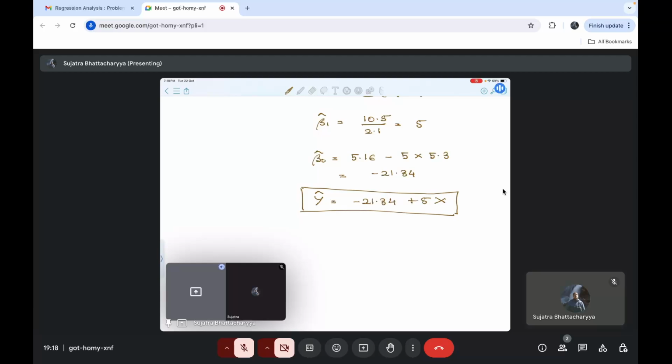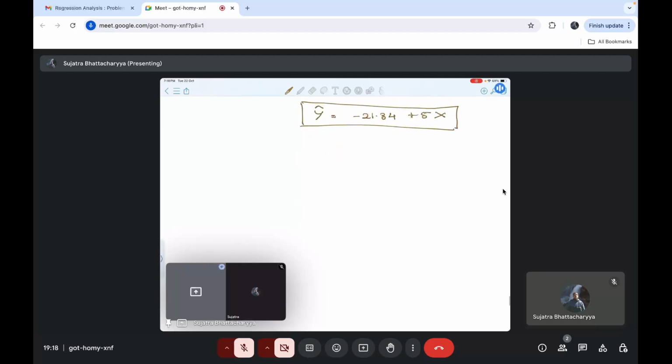Alright, once we have found out the fitted equation, the next thing we will go for is the ANOVA table, because this will help you understand the degrees of freedom and all those things. So let's write the ANOVA table. Sources, degrees of freedom, then SS, sum of square, and MS, mean square residual. First is the regression, next is the residual, and next is the total.